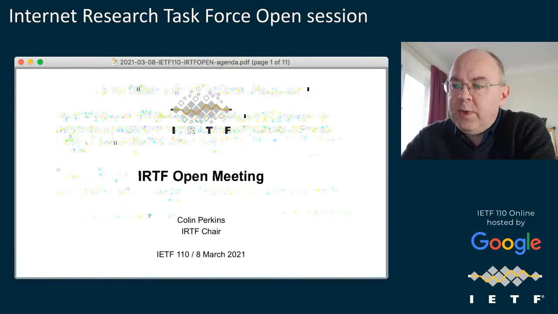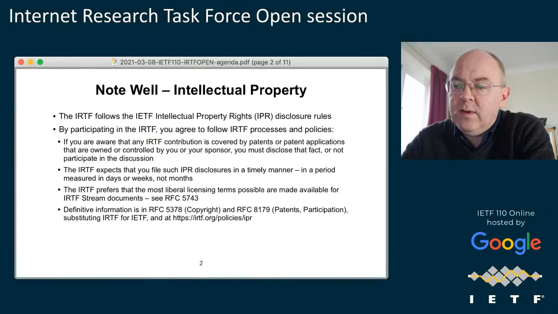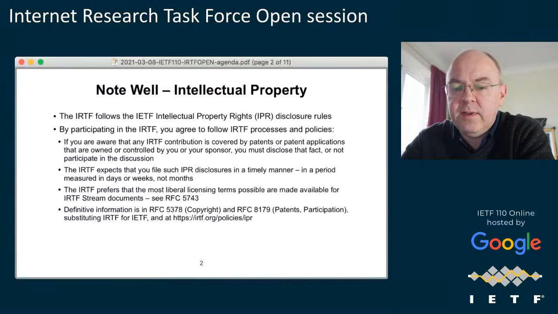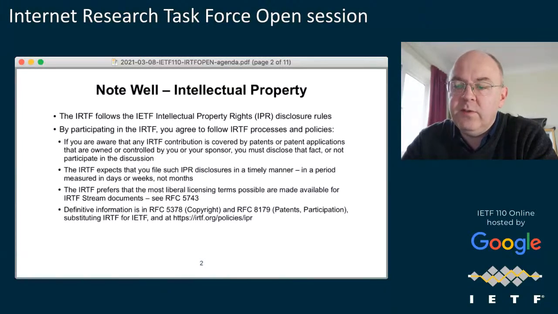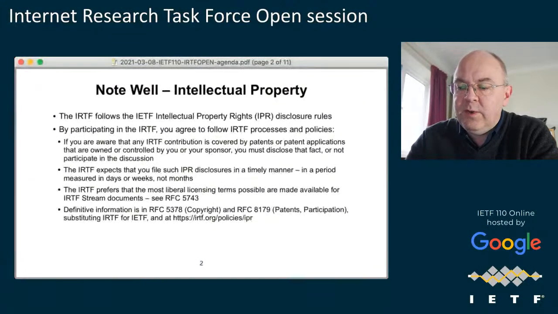So for perhaps the first time this week, a reminder that the IRTF follows the IETF intellectual property disclosure rules, and that by participating in the IRTF meetings and the IETF meetings, you agree to follow the intellectual property disclosure procedures, and that if you make a contribution to the meeting, then you must disclose if there's a patent or a patent application relating to that contribution. And if you need the details, please follow the link on the slide and look at the RFCs listed.